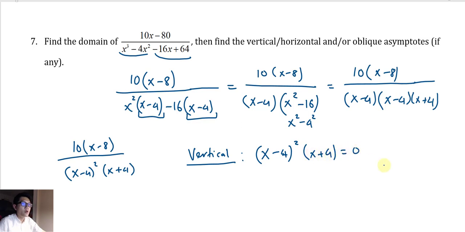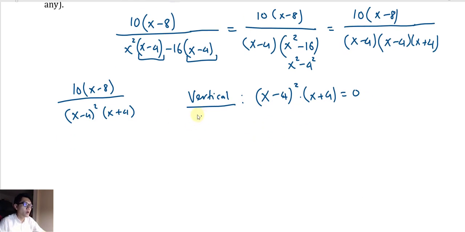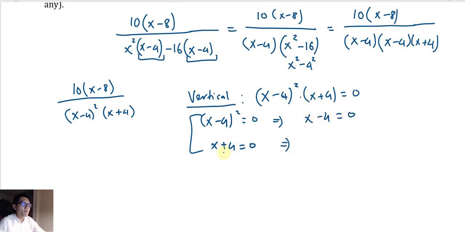X plus 4 equal to 0. And then you can set each of these two factors equal to 0, right? X minus 4 squared equal to 0 or x plus 4 equal to 0. Subtract 4 on both sides, so x equals minus 4. You get 1 here, and then you add 4 on both sides, you get x equals plus 4.